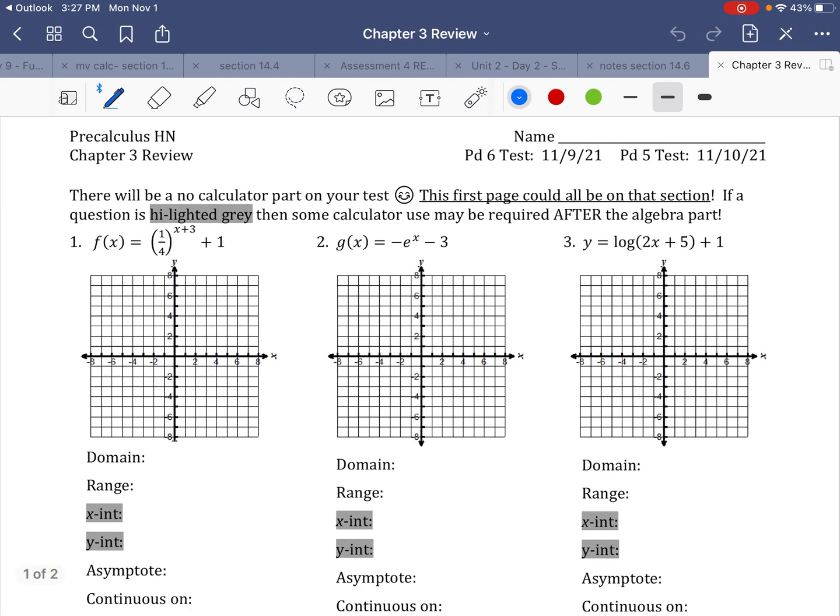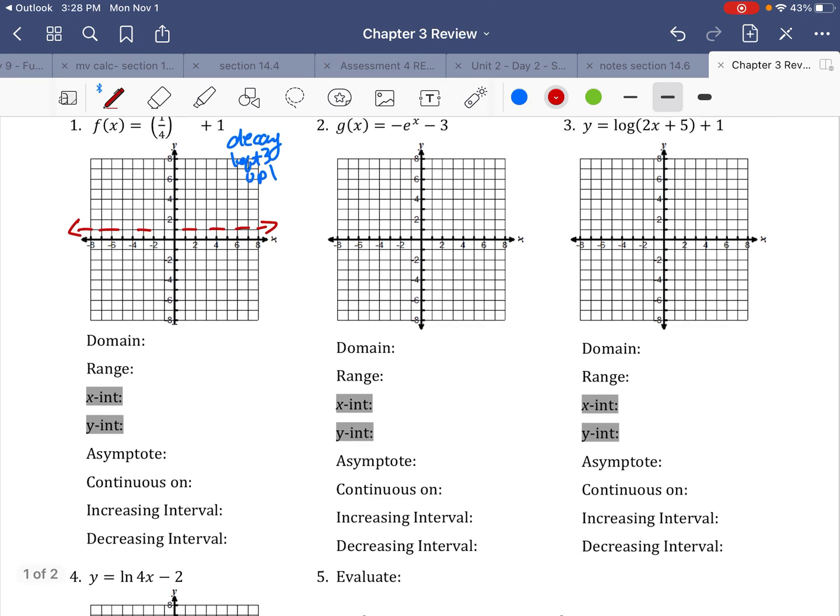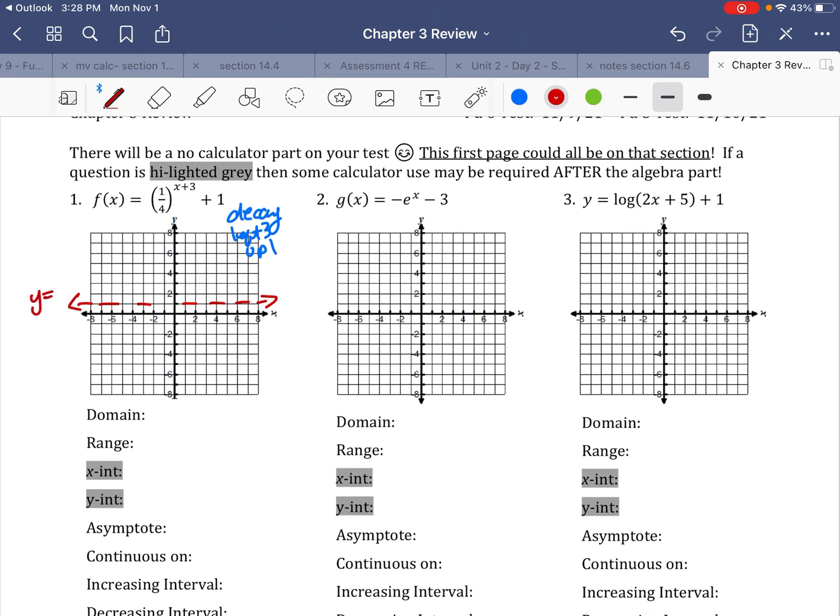So when I look at the first problem, this is an exponential function. It is a decay function because of this 1/4 right here. The base is less than 1, and it has been moved to the left 3 and up 1. So, know those transformations and that it's a decay. Normally an exponential function has a horizontal asymptote of y equals 0. In this case, it's going to be y equals 1, because when you move something up 1, that changes the horizontal asymptote.